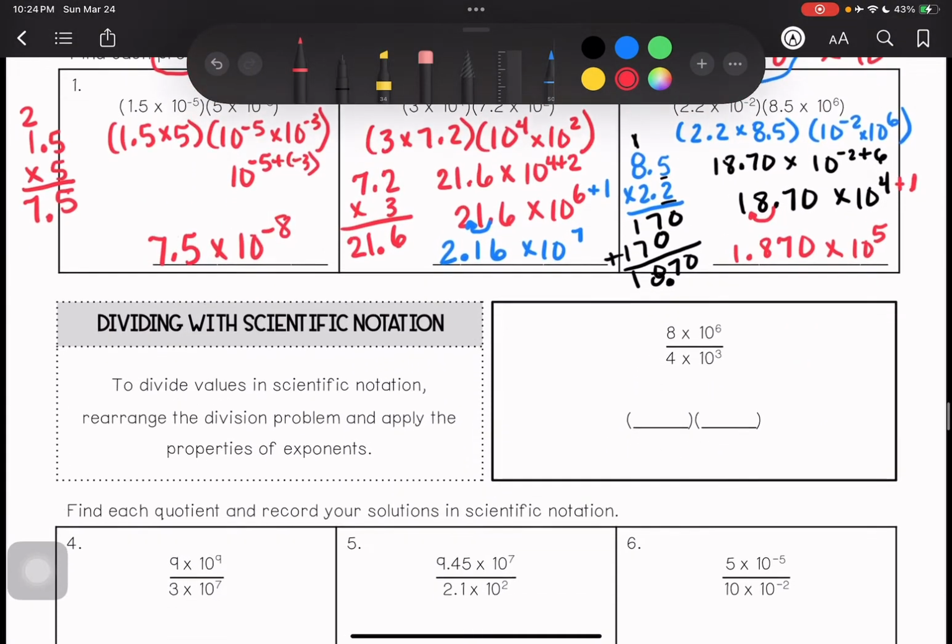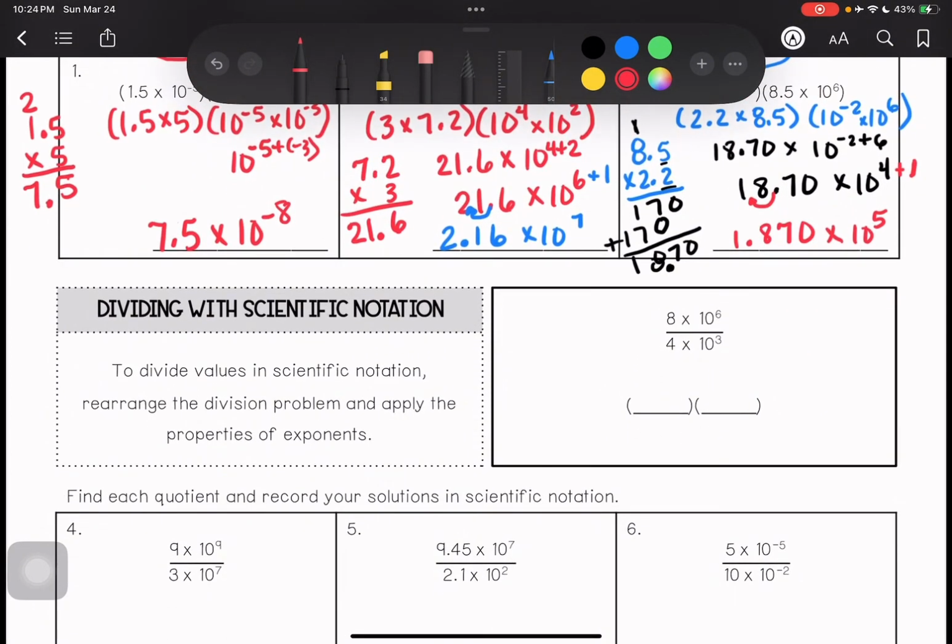Let's move on to dividing. Dividing with scientific notation is similar to multiplying. The only difference is you're dividing, and you're still rearranging the division problem and applying the properties of exponents. Okay, let's look at our first example. We have 8 times 10 to the 6 over 4 times 10 cubed. A fraction bar means to divide.